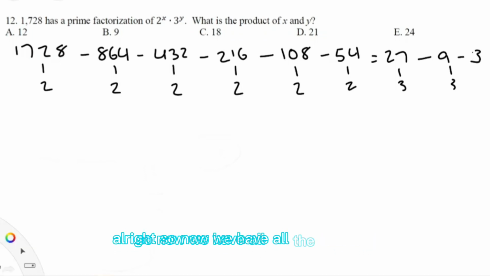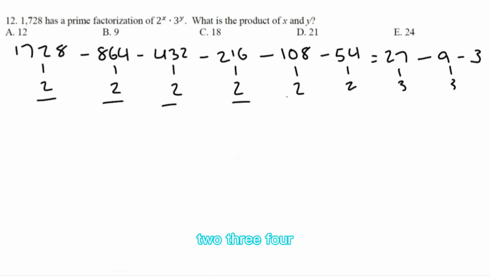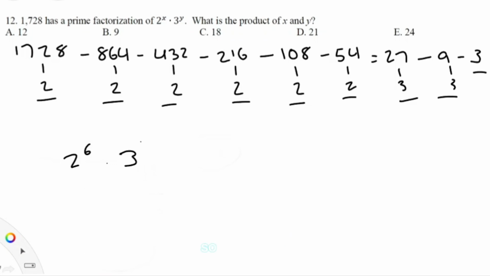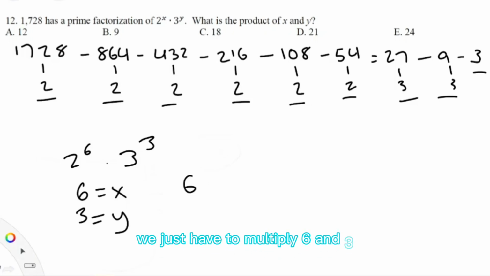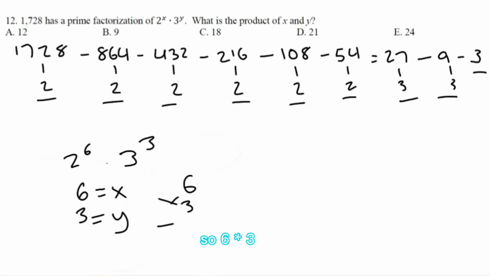Alright, so now we have all the numbers. Let's find the prime factorization. So we have 1, 2, 3, 4, 5, 6 2's. So we have 2 power 6 times 3 power 3, because there's 3 3's. So 2 power 6 times 3 power 3. Alright, so that means 6 is equal to x and 3 is equal to y. Now that we know that, we just have to multiply 6 and 3. So 6 times 3 equals 18, and that's your answer.